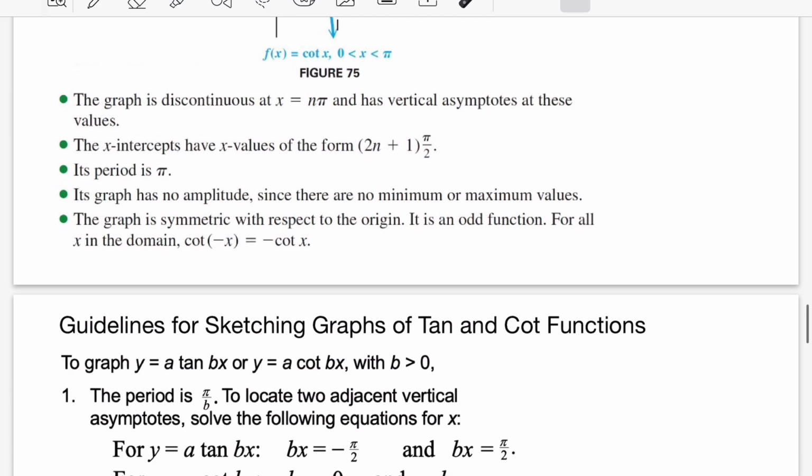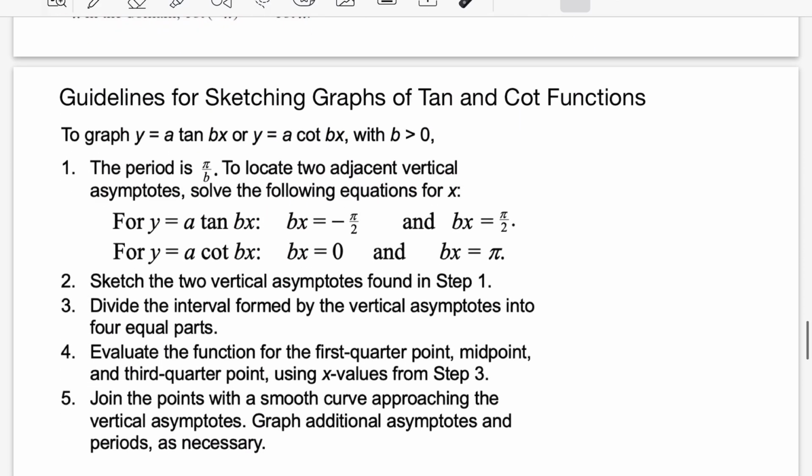So this brings us to our guidelines for sketching graphs of tangent and cotangent now. So the period is going to be of the form pi over b. And to locate the vertical asymptotes that we just saw in the last two slides, we'll solve the following equations for x. So if we have a tangent function here, we'll set bx equal to negative pi over 2 and solve for x, and do the same setting bx equal to positive pi over 2. For cotangent, we'll set bx equal to 0 and bx equal to pi and solve for x.